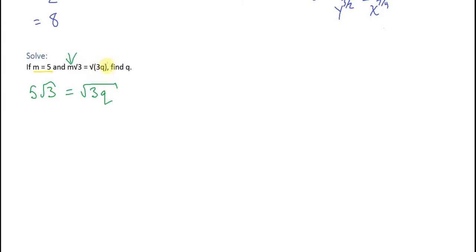So the brackets before around the 3q meant that the square root applies to the whole thing. It can help to clarify just in case the notation isn't very clear. Okay, so if we want to find q, what can we do? We have a square root around it. We're trying to get q by itself. We need to get rid of the things around q. The opposite of square rooting is always squaring, so why don't we square both sides?